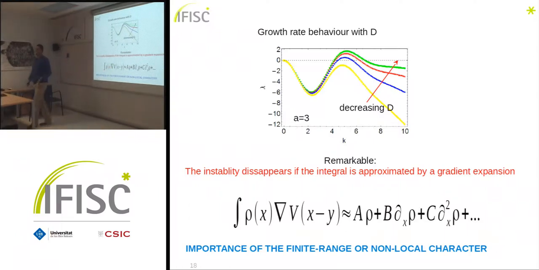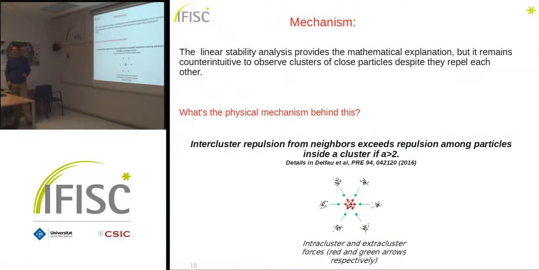But these are mathematical explanations. What is the physical or biological mechanism for this? So it's the Fourier transform of the potential, but what is the real physical mechanism? I guess that most of you, if you think carefully on this, come to the solution. Why do the patterns appear even if the particles are repelling?